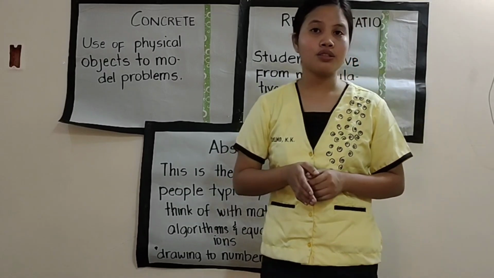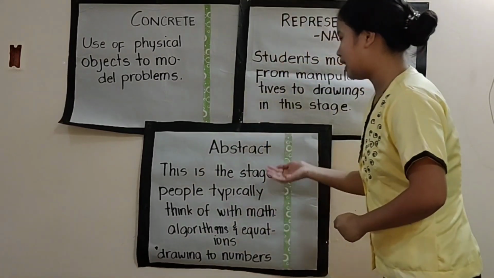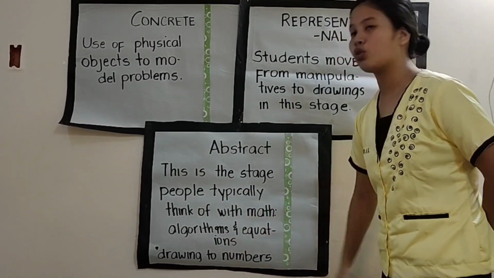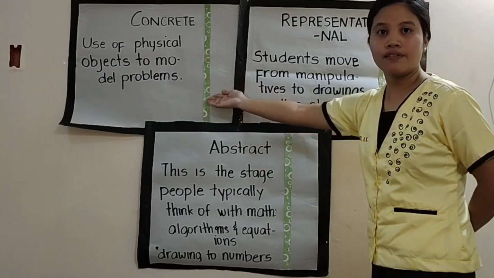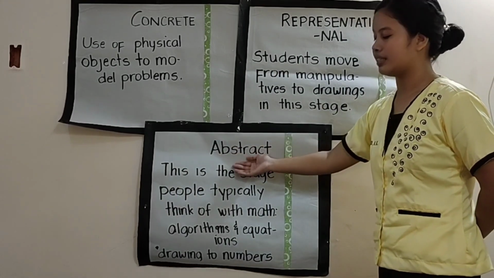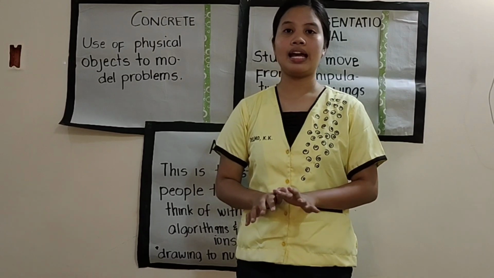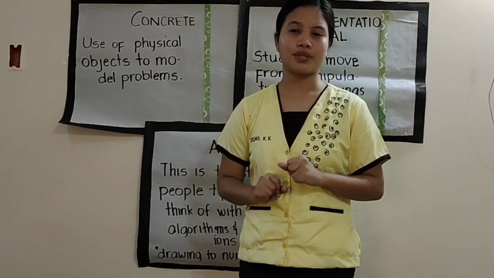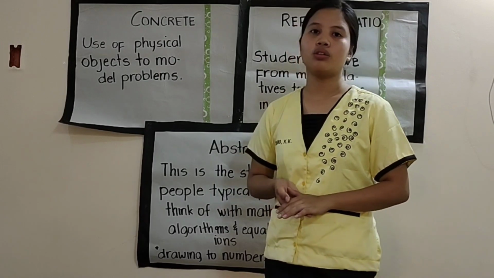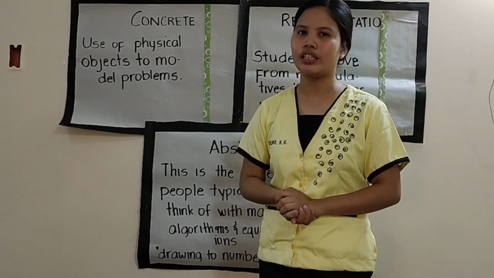In representational, students move from manipulatives to drawings in this stage. So your students will be making use of drawings to represent their understanding of your discussions. And in abstract, this is the stage people typically think of with math, algorithms, and equations. So from manipulatives to drawings, there is also a transition in which, in abstract, you will be using numbers. So your students will now be handling numbers, number problems, okay? In this type of method, the lessons will be much easier to learn. Also, as there are manipulatives involved, there will also be fun while learning.